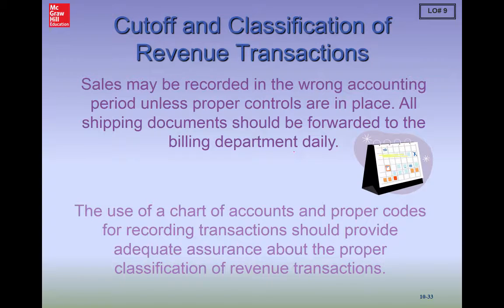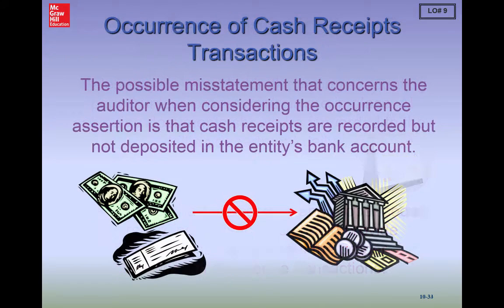Then with your cutoff and classification, as I mentioned, you may want to do the first 5 invoices and maybe the last 5 invoices. You may also do that for receipts, cash receipts. You just want to make sure that everything is actually put in the correct period so that they're not putting revenue in the prior year when it should be in the following year.